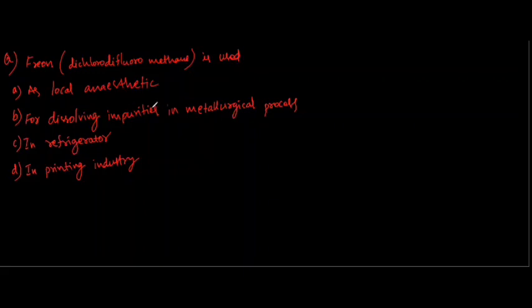Now we are given four options for the question: Freons are used in which of the following? Local anesthetic, dissolving impurities, metallurgical process, refrigerator, printing industry. The right answer is in refrigerator. They are used as refrigerants in refrigerators and air conditioners. The right answer is option C.